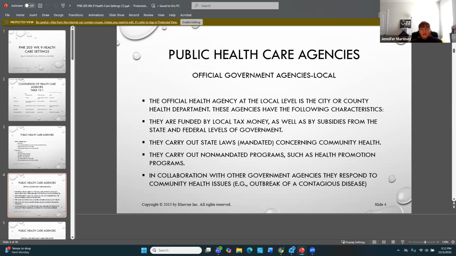They also will respond to community health issues, like a disease outbreak. So at the time there was also an epidemiologist at the health department, and I think it depended on funding. I don't know if there's an epidemiologist at the local level or not. But she did a lot of things.